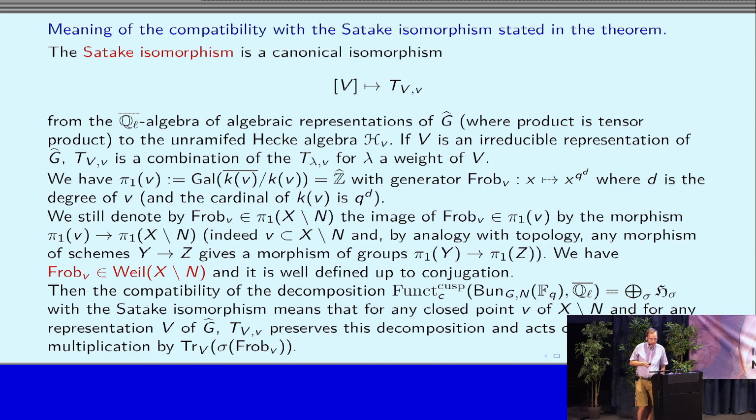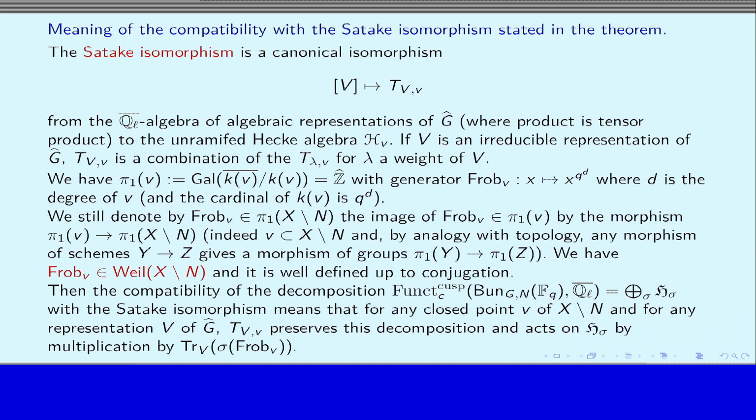And pi_1 of v is Z hat, with the generator being Frobenius at v. And we denote by Frob_v, in pi_1 of X minus N, the image of Frobenius_v by the morphism associated to the inclusion of v in X minus N. And then we get a Frobenius element in the Weil group of X minus N, which is well defined up to conjugation.